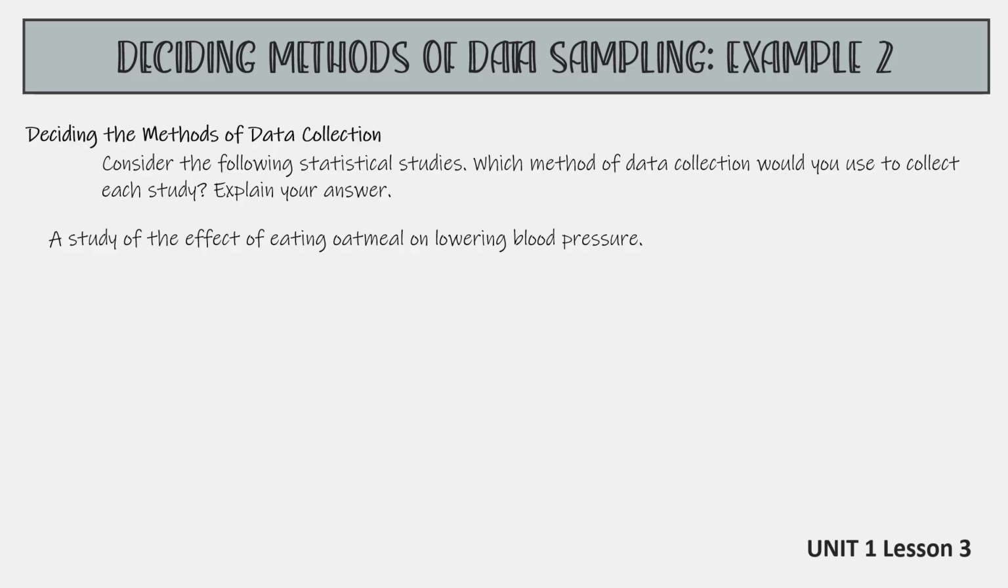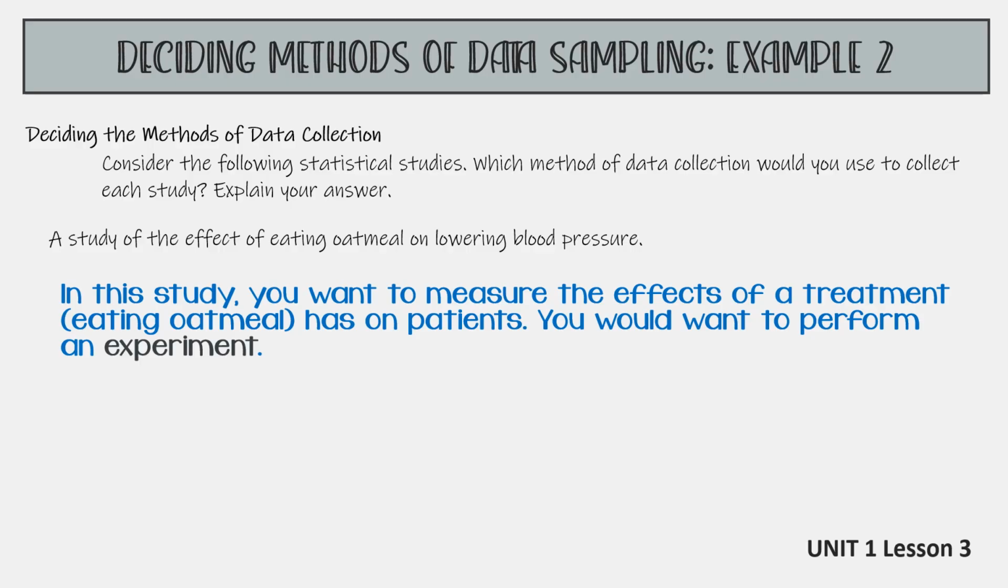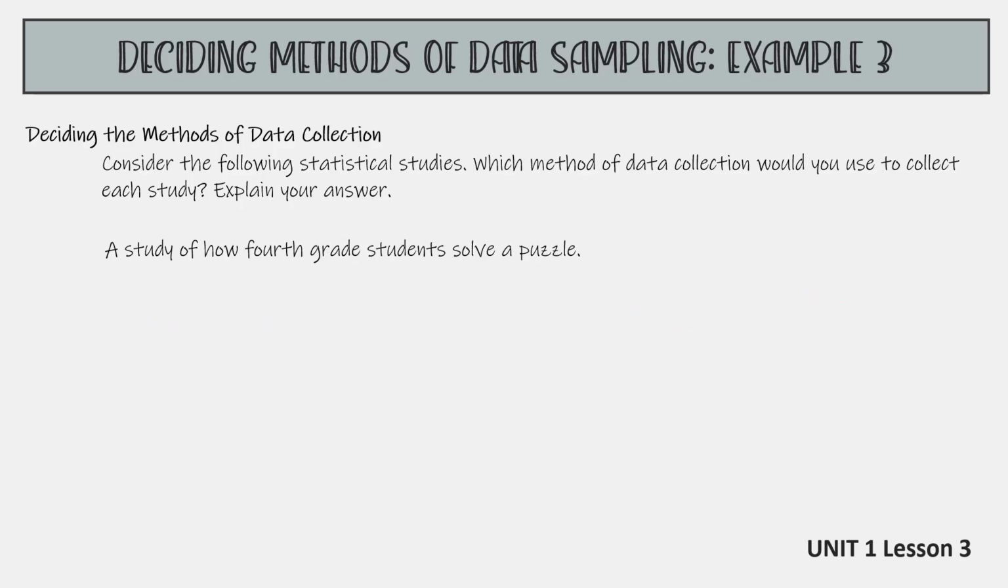Same request, different situation. A study of the effect of eating oatmeal on lowering blood pressure. This is going to be an experiment. In this study, you want to measure the effects a treatment, eating oatmeal, has on patients. You would want to perform an experiment.